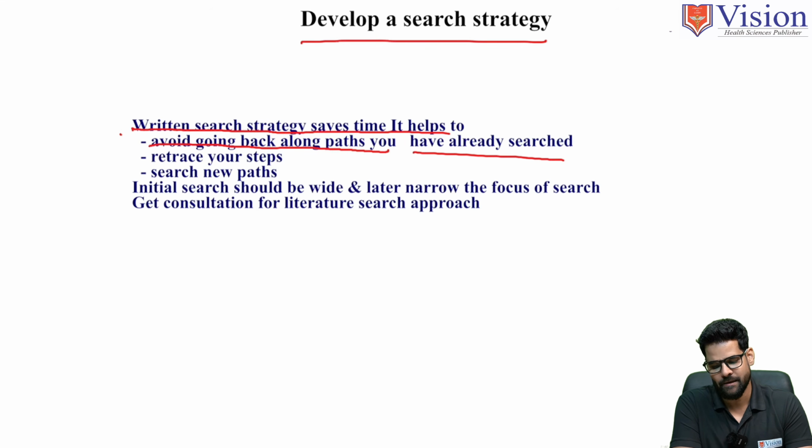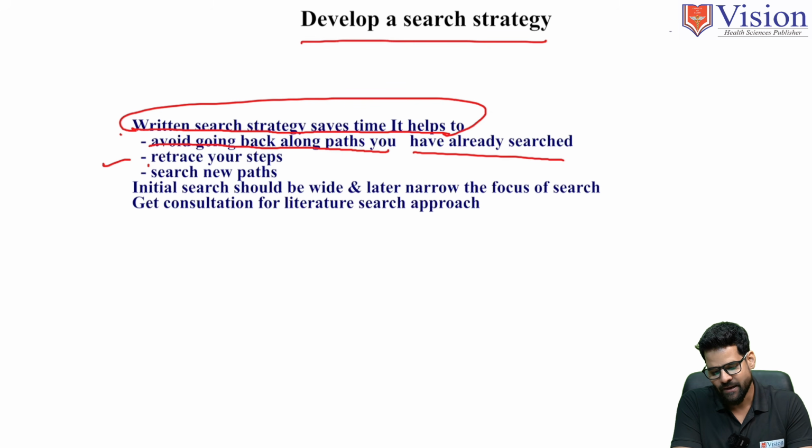If you write down your strategy and make it written, then you can avoid the duplications, okay. It lets you retrace your steps. I have seen many times that students go to one research, and after 10 or 15 days they try to find the same research but are unable to retrace it. But if you have a good search strategy, you can have that tracing capability. Search the new path, because if you know what you have already searched, you are not going to do the same thing again, okay.